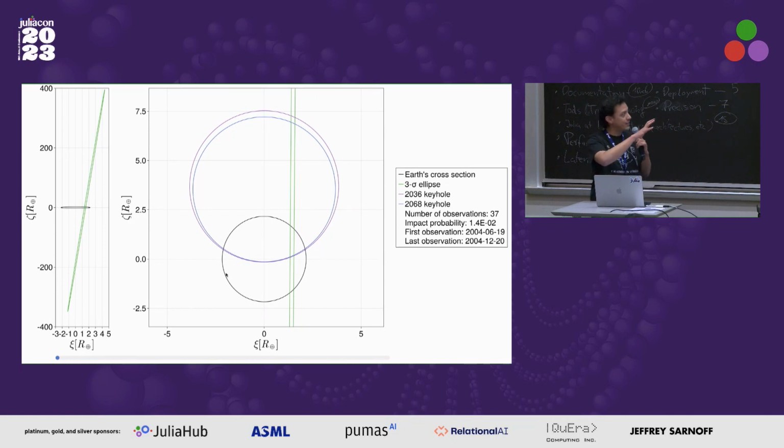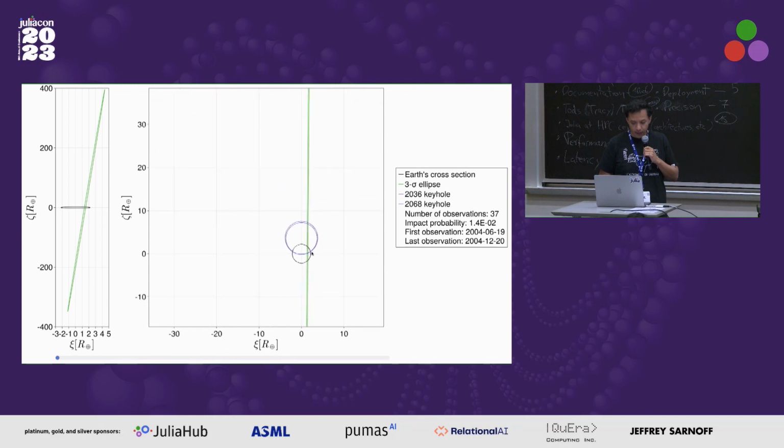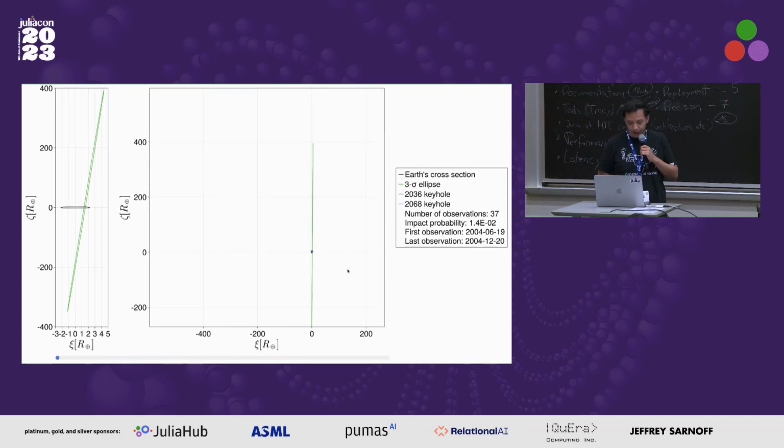So what you're seeing here is the target plane for the impact in 2029. The black circle is just the Earth's cross-section in this plane. And if the actual orbit of the asteroid goes into this circle, then we have an impact, right? And what we see in green is the uncertainty region.